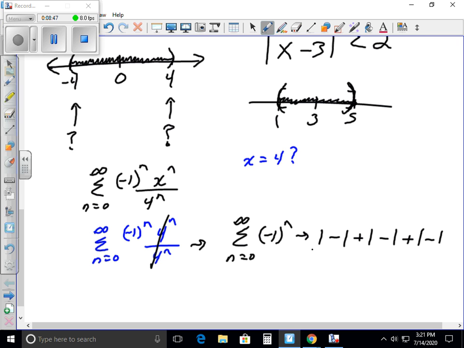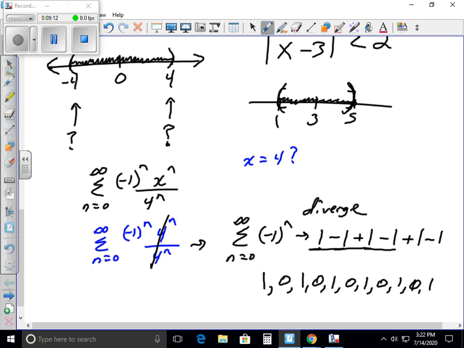If we only look at the first term, we get 1. If we add the first 2, we get 0. If we add the first 3, we get 1. The first 4, we get 0. So our sums are bouncing back and forth between 0 and 1 forever. That's not going to anything, so that's divergent. So 4 is not included. Hence, we are going to have a parenthesis at 4.